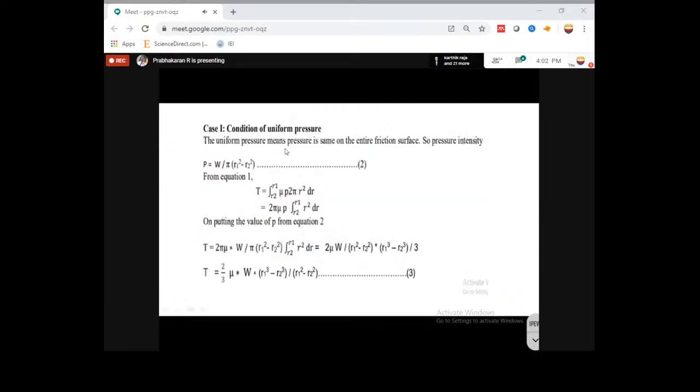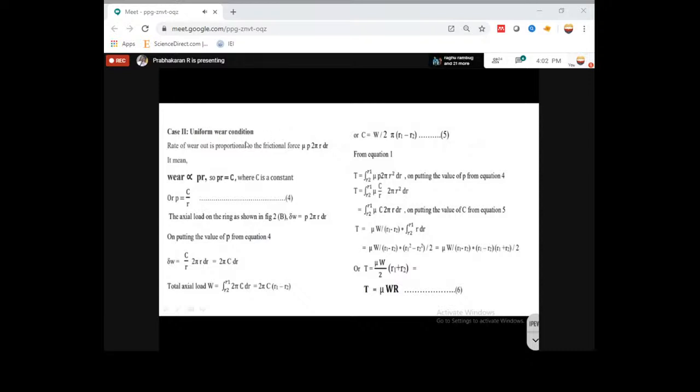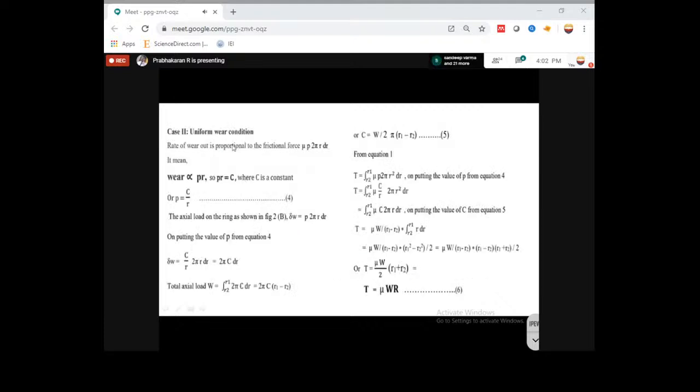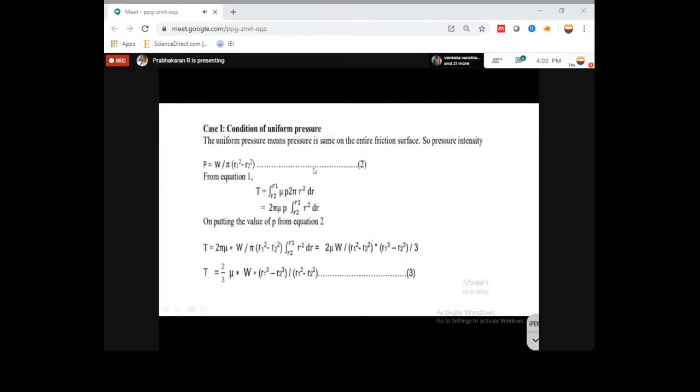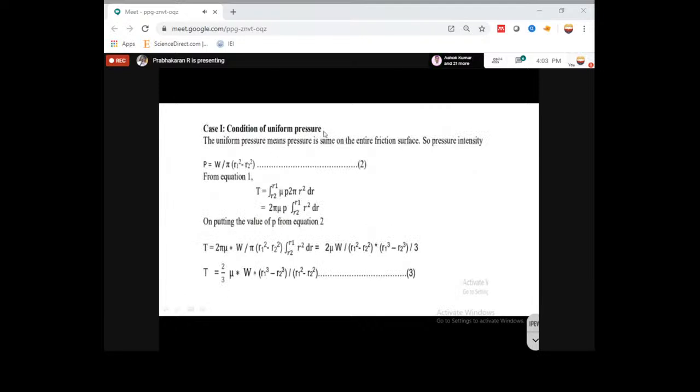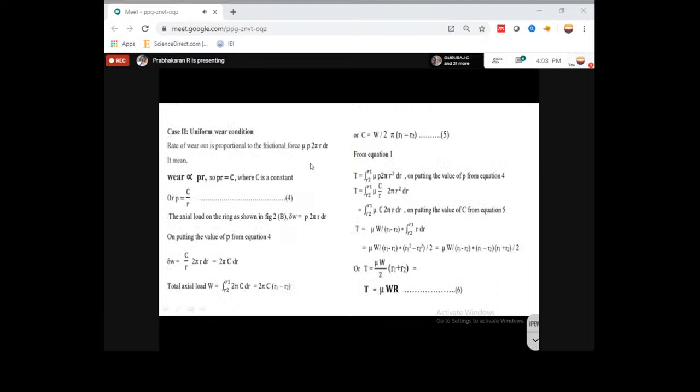I can solve it in two ways. One is the uniform pressure condition. The next one is the uniform wear condition. This is the simplest way. Uniform wear condition is the old theory. If the question mentions uniform pressure, you can simply use the uniform pressure theory. If the question does not mention anything, you can simply use the uniform wear condition. Uniform wear condition is the old theory, and uniform pressure theory is the new theory. So depending upon the question, you can choose any one.